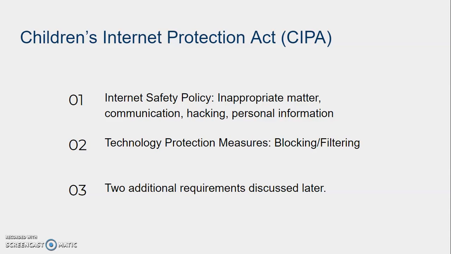It's required that you have an Internet safety policy, and this policy is going to govern things like inappropriate information, or more specifically pornography and things like that. It talks about communication, hacking, and personal information. The requirement also is that there are technology protection measures, which include blocking and filtering mainly of the content that we previously discussed, but in the prior assignment we talked about companies that design the blocking and filtering software. And then there are two additional requirements that we'll discuss later.